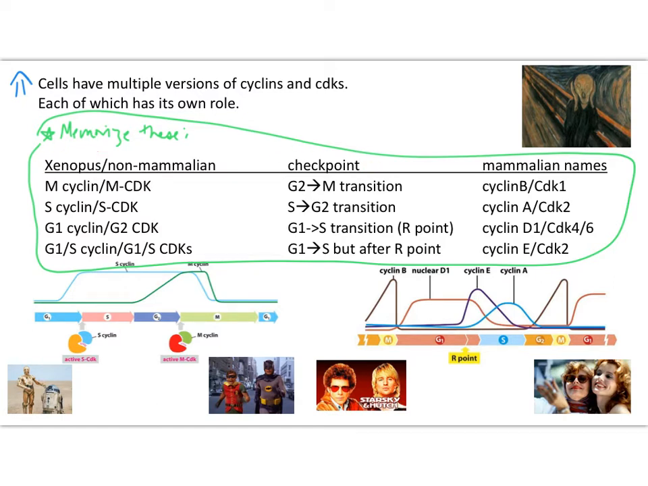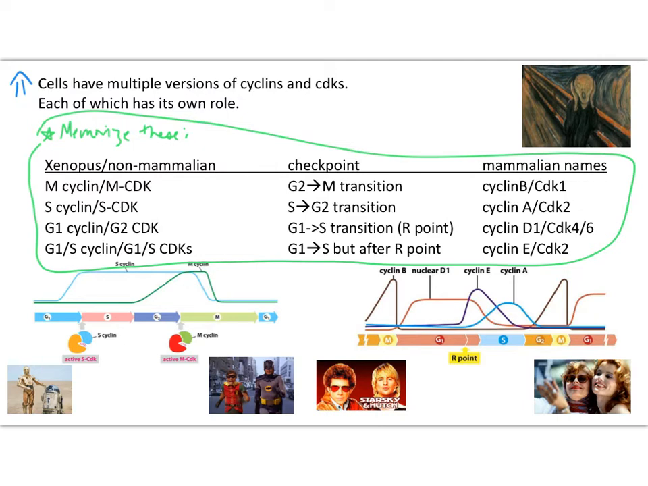The checkpoint that each partnership works with is listed here in the middle, and then on the far right are the mammalian names. I'm going to warn you that I really use these ones a bunch, but you should still know the Xenopus non-mammalian ones since they show up. And actually these ones are a little more straightforward to learn because their names coincide with the checkpoints instead of this hodgepodge of numbers and letters.